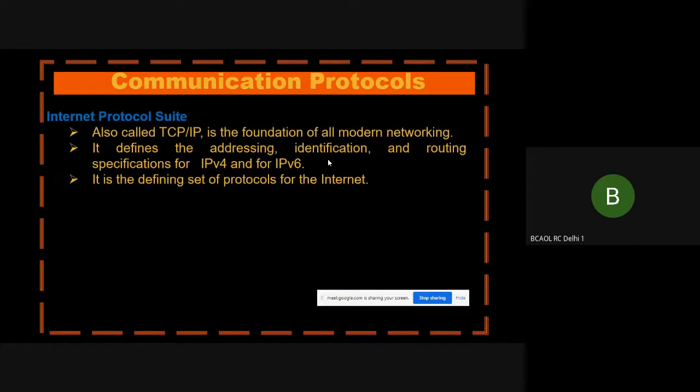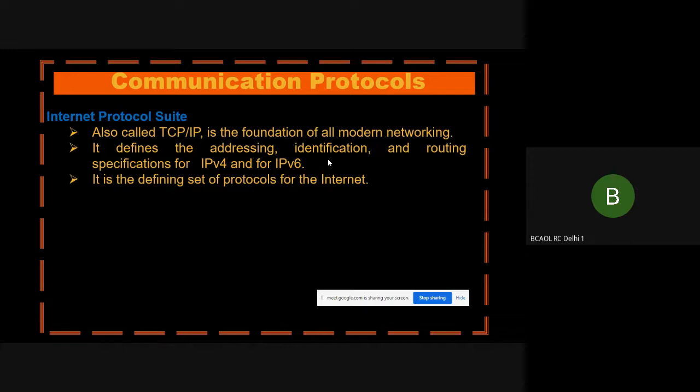So when we talk about communication protocols, we said that protocols are rules. How you transfer data from one computer to the other in a network is done through certain rules, and those are known as protocols. So the internet protocol suite is known as TCP/IP. What is the full form of TCP? Transmission Control Protocol or Internet Protocol is the foundation of all modern networking. It defines the addressing, identification, and routing specification for IPv4 and IPv6. What is IPv4 and IPv6? Internet Protocol version 4 and Internet Protocol version 6.